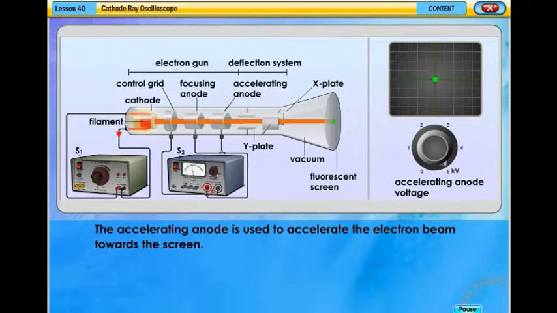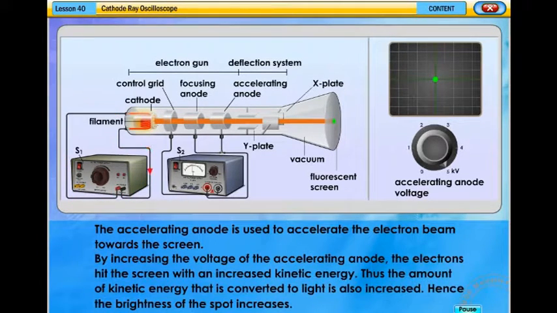The accelerating anode is used to accelerate the electron beam towards the screen. By increasing the voltage of the accelerating anode, the electrons hit the screen with an increased kinetic energy. Thus, the amount of kinetic energy that is converted to light is also increased. Hence, the brightness of the spot increases.